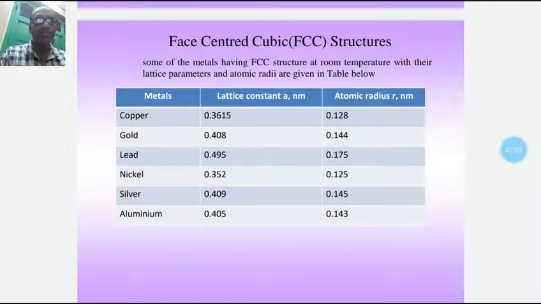Lead, 0.495, atomic radius 0.175. Nickel, 0.352 and atomic radius 0.125. Similarly silver, 0.409 and atomic radius 0.145, and aluminium, 0.405 and 0.143 respectively. So the metals commonly having FCC structure at room temperature are gold, copper, lead, nickel, silver, aluminium, etc.